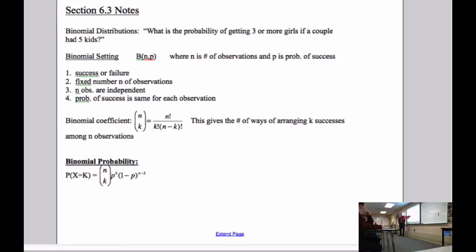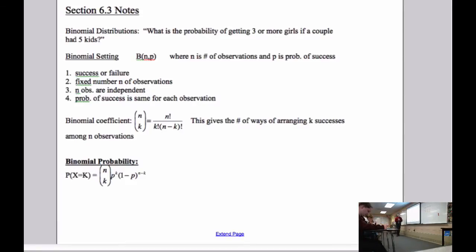Now, binomial coefficient n choose k, this is what we talked about the other day on the QOD, is n factorial over k factorial times n minus k factorial. Don't worry about that. I mean, that's what it is, but we're going to be able to use nCr in our calculator. This gives the number of ways of arranging k successes among n observations. How many different ways can I arrange those trophies? How many different ways can I get 4 out of the 5 quiz questions right?